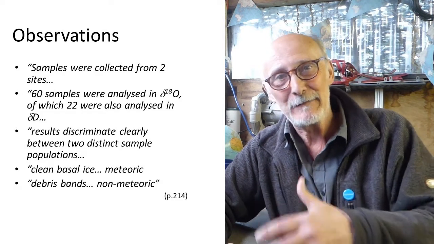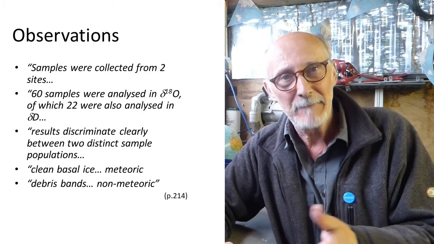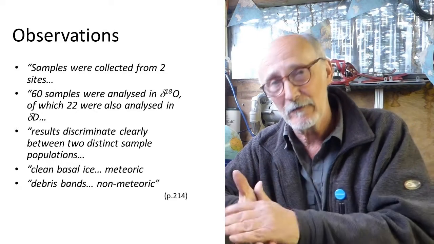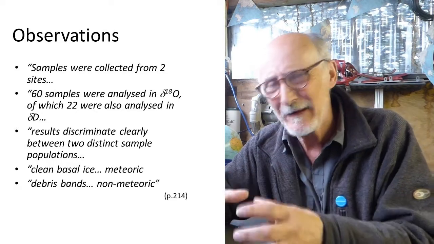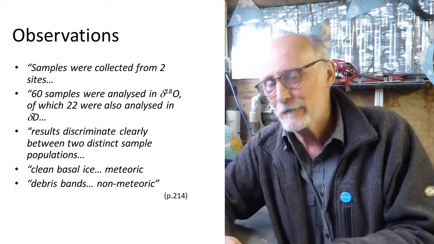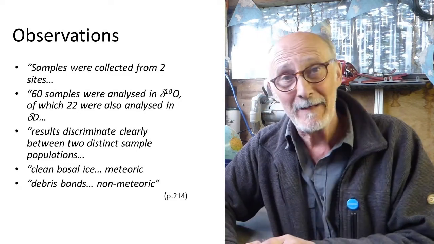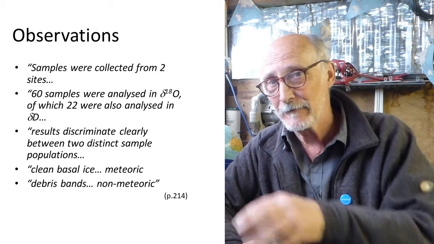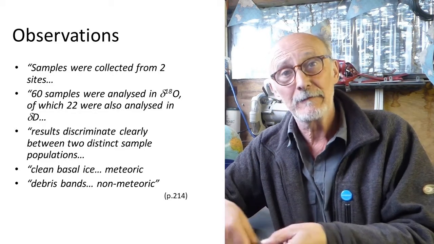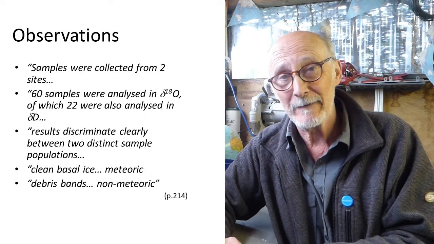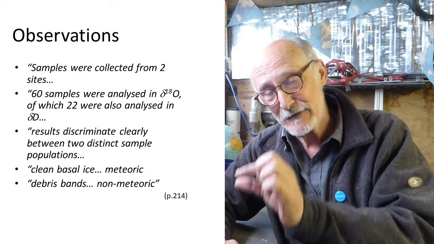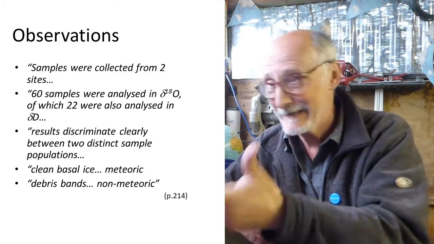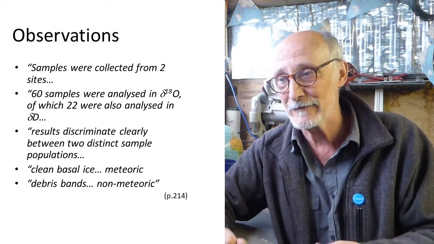The cleaner basal ice layers seem to be basically meteoric ice. They originated from snow that got compressed, maybe was modified in some way in the basal layer, but it hadn't frozen from liquid. But the debris bands, the really dense, dirty bits, they were non-meteoric. That wasn't just stuff that had fallen out of the sky, it was stuff that had refrozen from liquid water at the base of the glacier. So the different facies within the basal ice sequence are being created by different processes, and we know that because the ice has different origins.